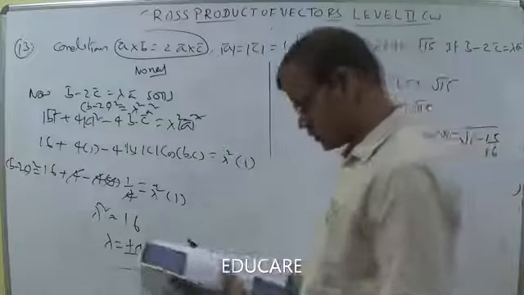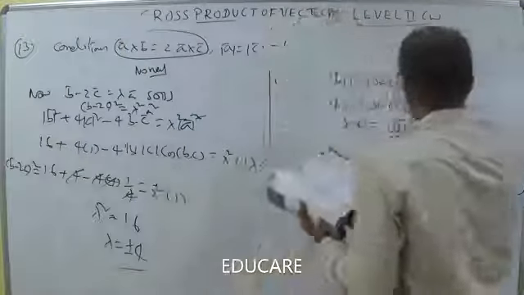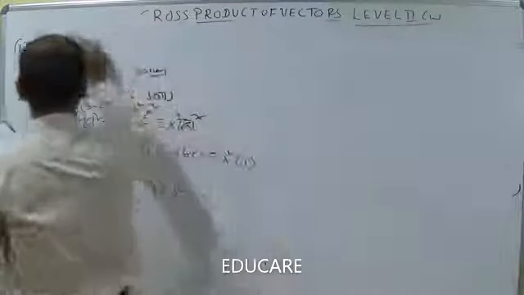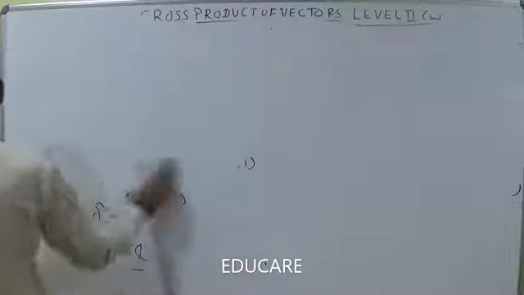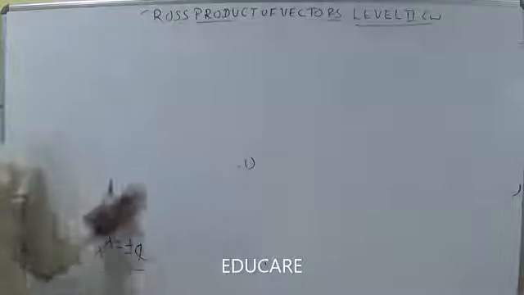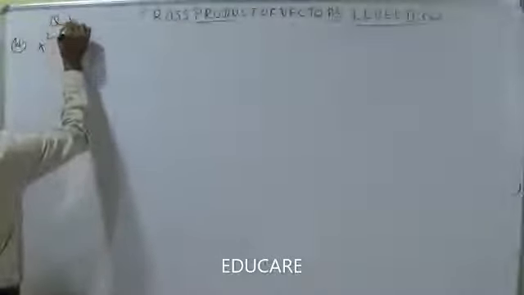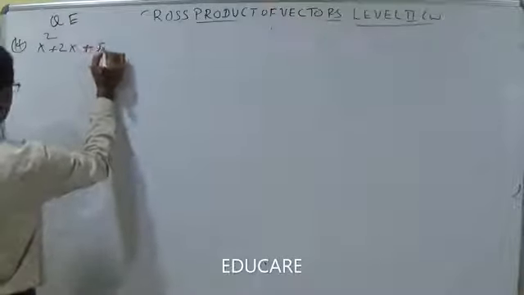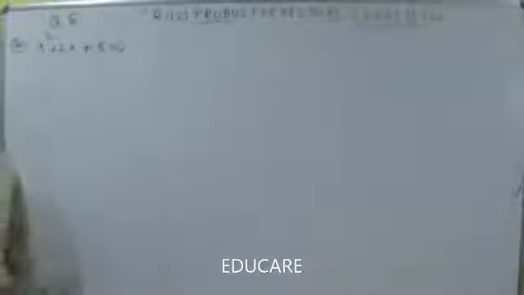Next, 14th question. According to quadratic equations, we should calculate the value for the 14th question. Alpha, beta are the roots of the equation x square plus 2x plus 5 equal to 0, and a bar and b bar are given in terms of alpha and beta. Quadratic equation: x square plus 2x plus 5 is equal to 0.